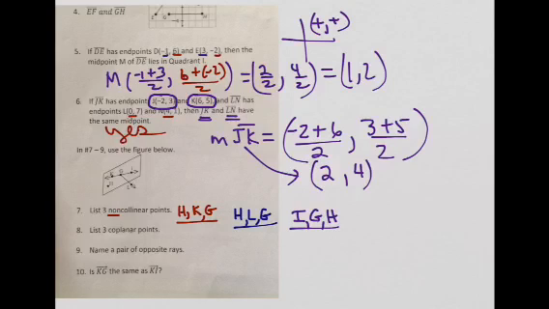Now for number 8, list 3 coplanar points. So coplanar means that they are on the same plane. So H, K, G, or I could say I, G, H. They're on the same plane. And even I, G, K, they are collinear, but they're also coplanar.